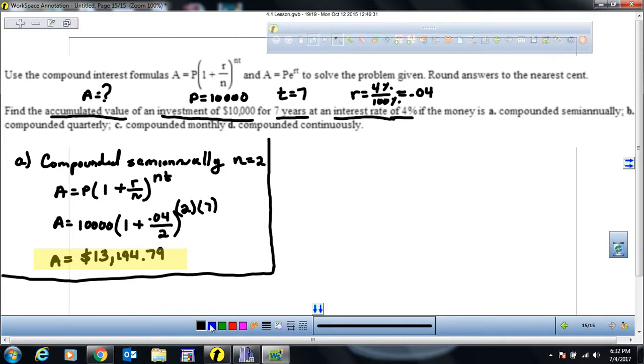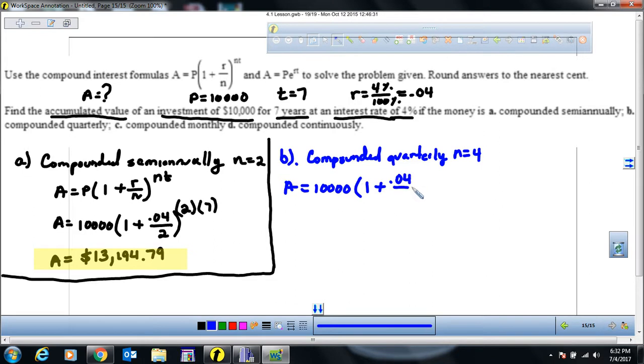Letter B. For letter B, it's basically going to be the same deal. Now the only difference is that the interest now is going to be compounded quarterly. Basically calculating the interest every third month, 4 times during the whole year, meaning that n is equal to 4. So the formula, A equals, my investment is $10,000 times 1 plus the rate is 0.04, which is 4%, divided by 4 because it's 4 times during the whole year, raised to the n, which is 4 times the time, which is 7 years.